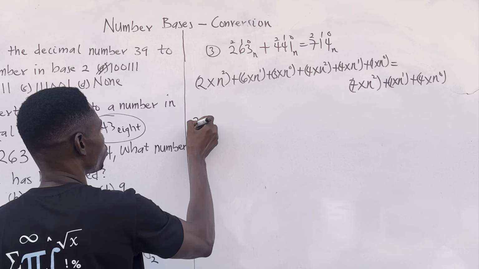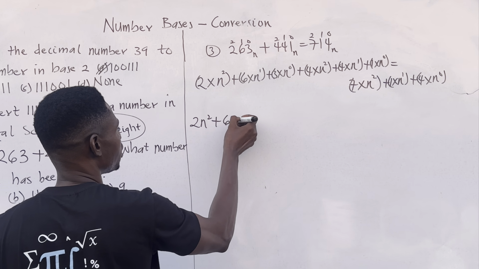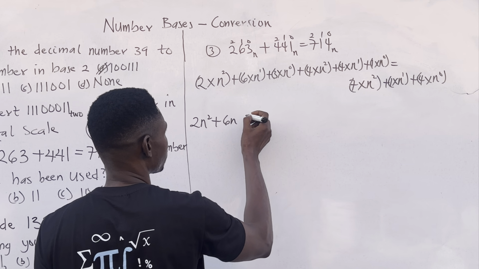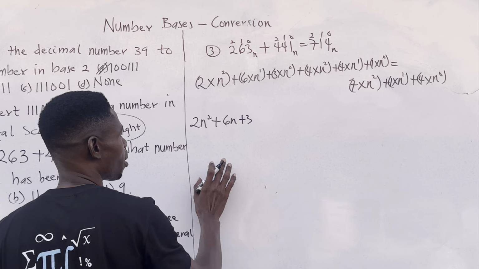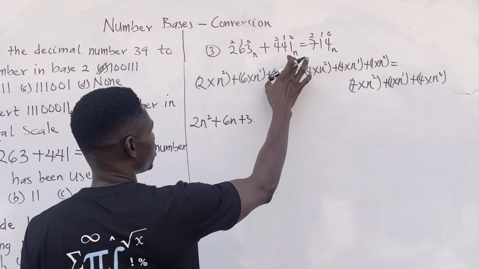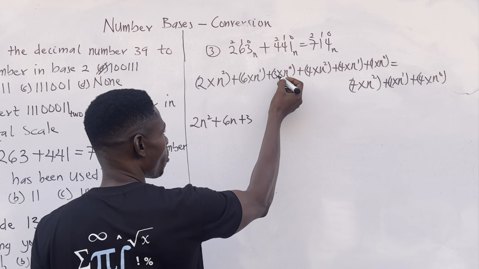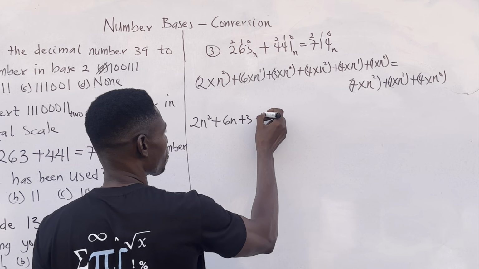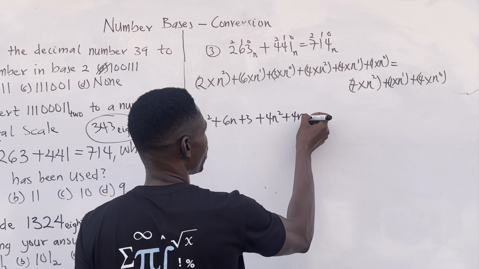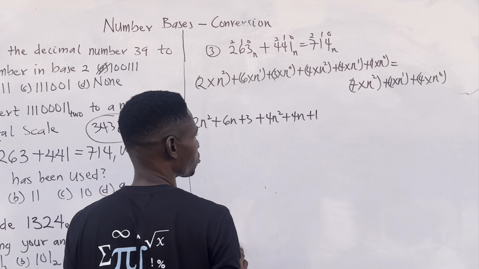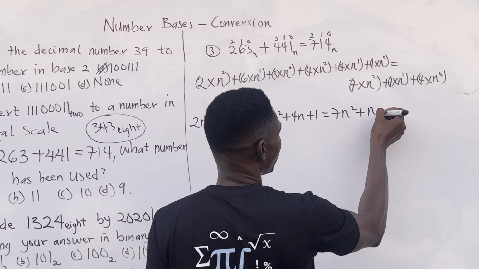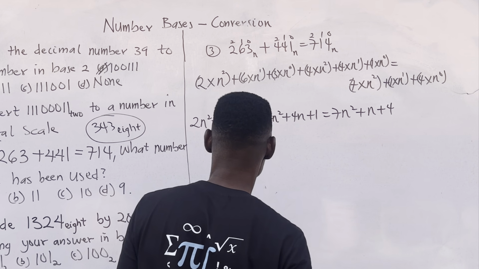So this will give us 2n squared plus 6n, yes, plus 3. So I believe you're following. So this is the 2n squared, this is the 6n, this is the 3. n raised to the power 0 is 1. 1 multiplied by 3 is 3. So we've explained that earlier. Plus 4n squared plus 4n plus 1 equal to 7n squared plus n plus 4.